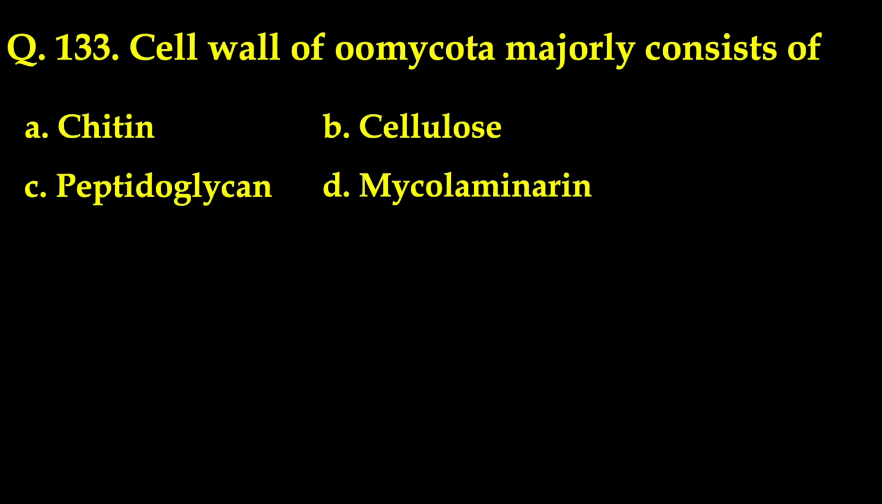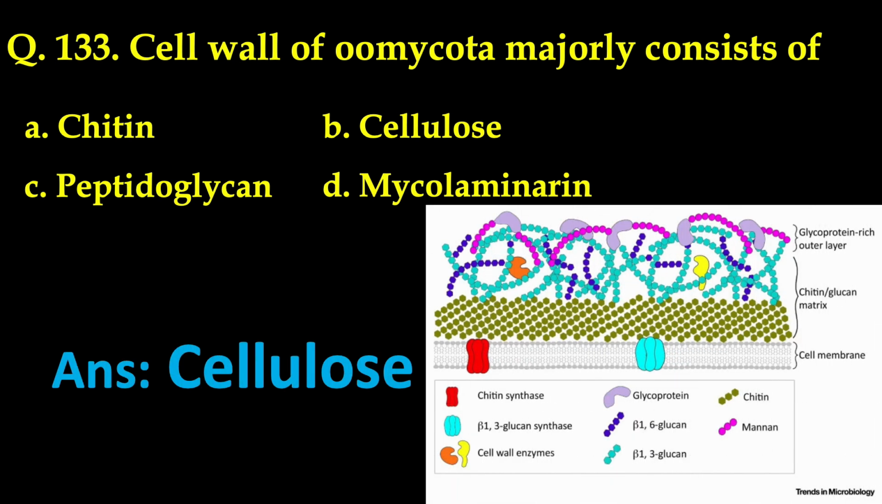Next question is on cell wall of Oomycota majorly consists of. There are four options: chitin, then cellulose, then peptidoglycan, and then mycolaminarin. And the correct answer is cellulose. As we know, the cell wall of the oomycetes is not composed of chitin as in the fungi, but is made up of a mix of cellulosic compound and glycan.